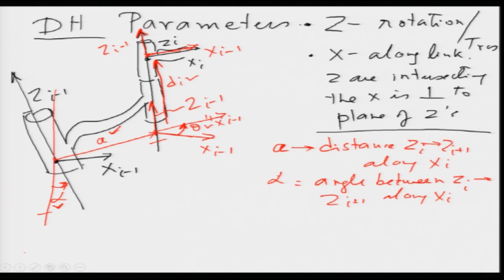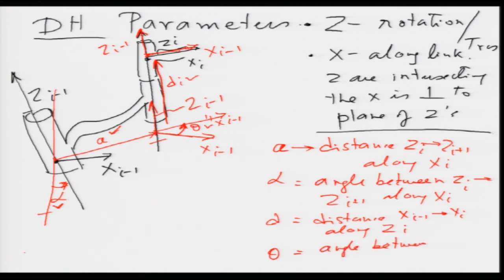The third transformation is d, which is the distance between the x axes, xi minus 1 and xi, and it is measured along the zi axis. So this is my offset distance d. Theta is the angle between the two axes xi minus 1 and xi, and it is measured along the zi axis.